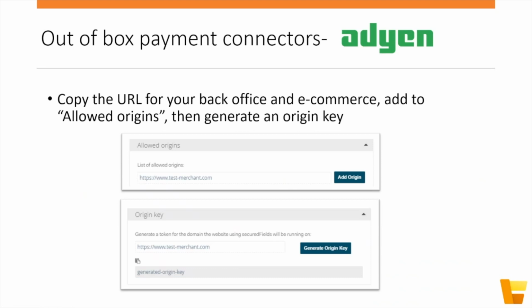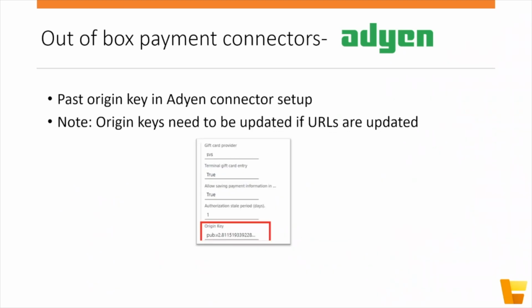So Adyen has a newer way where you don't have to have these specific origin keys for each URL. We haven't uptaken that yet. So for the time being, if you change the URL, you need a new origin key. And once you get that origin key, you paste it here in your merchant properties and you're good to go.